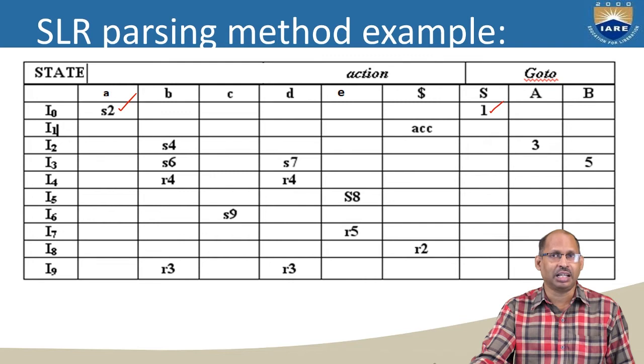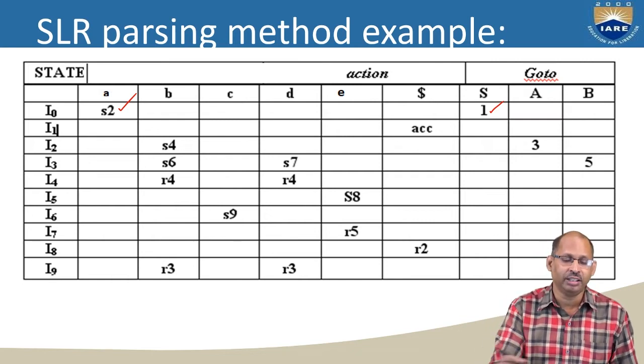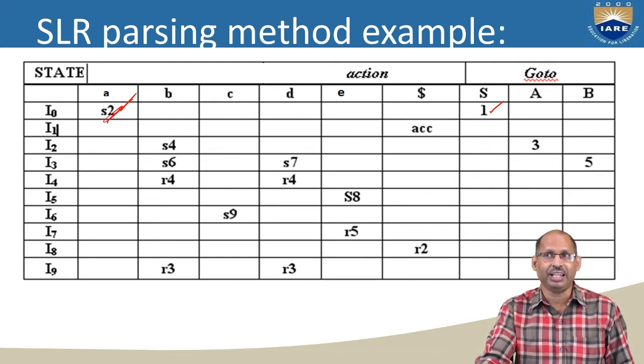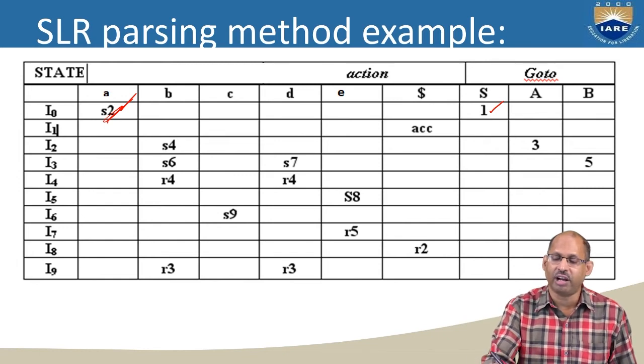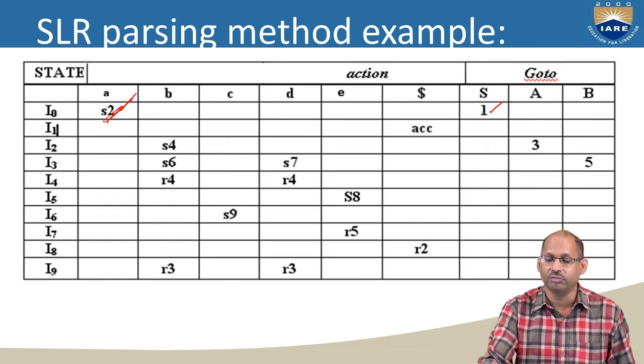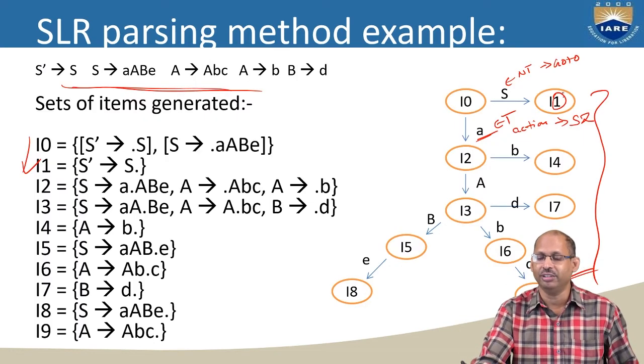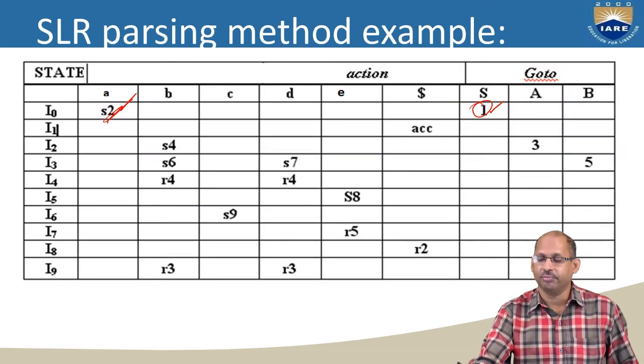Since it is a terminal, we have written a shift operation, and the next state is 2, so we have written 2. Then capital S is a non-terminal, so we write in a goto operation. It goes to state I1, so here we consider 1.